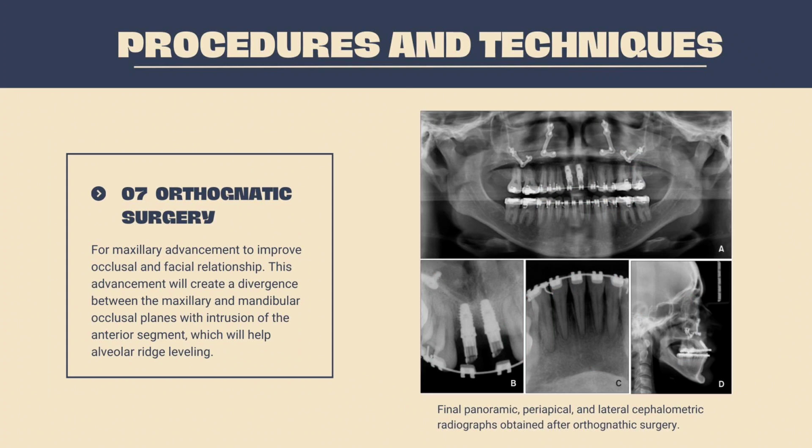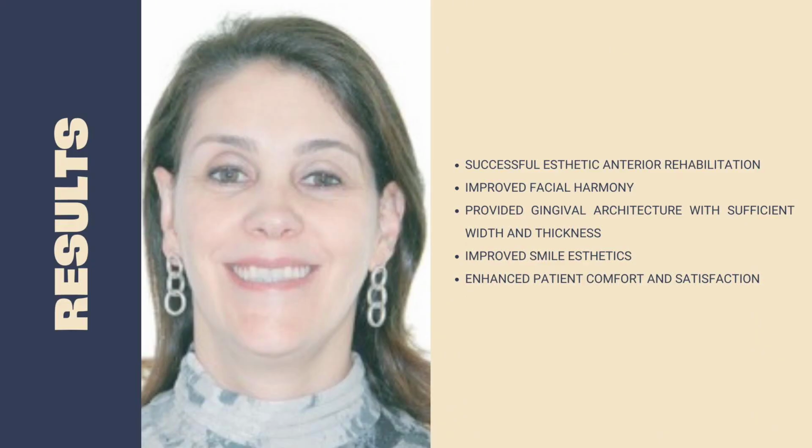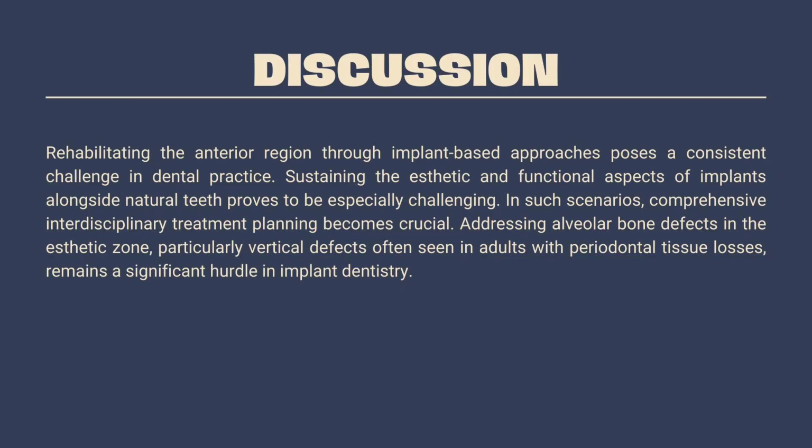Orthognathic surgery, for maxillary advancement to improve occlusal and facial relationship. This advancement will create a divergence between the maxillary and mandibular occlusal planes with intrusion of the anterior segment, which will help alveolar ridge leveling. Results: successful aesthetic anterior rehabilitation, improved facial harmony, provided gingival architecture with sufficient width and thickness, improved smile aesthetics, enhanced patient comfort and satisfaction. Rehabilitating the anterior region through implant-based approaches poses a consistent challenge in dental practice.